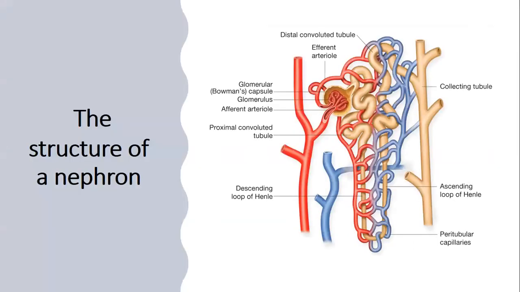The structure of the nephron, as mentioned before: the glomerular corpuscle and Bowman capsule, the afferent and efferent arterioles, then the proximal convoluted tubule, then the descending and ascending loop of Henle, and then the distal convoluted tubule, then the collecting tubules.